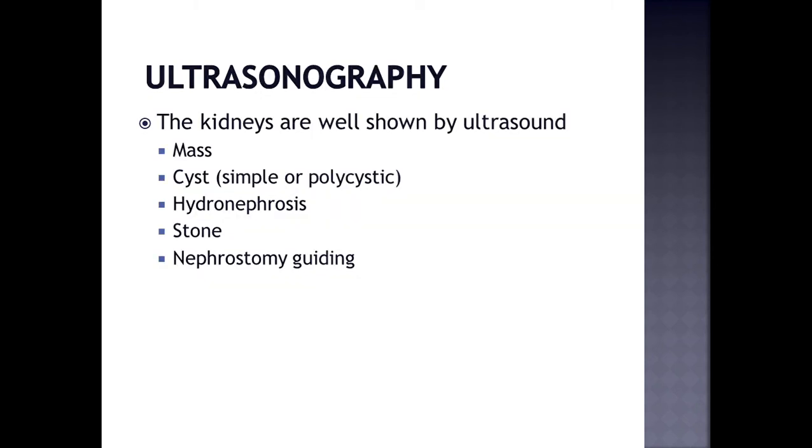So the next modality we shall talk about is ultrasonography, that is the USG. Kidneys are well shown by the USG, and hence we can evaluate for mass, cyst, and we can comment whether it is simple or polycystic. By simple, we actually mean only a fluid-filled anechoic cyst, which is obviously benign. Then we can evaluate for hydronephrosis, stones, and for nephrostomy guiding.